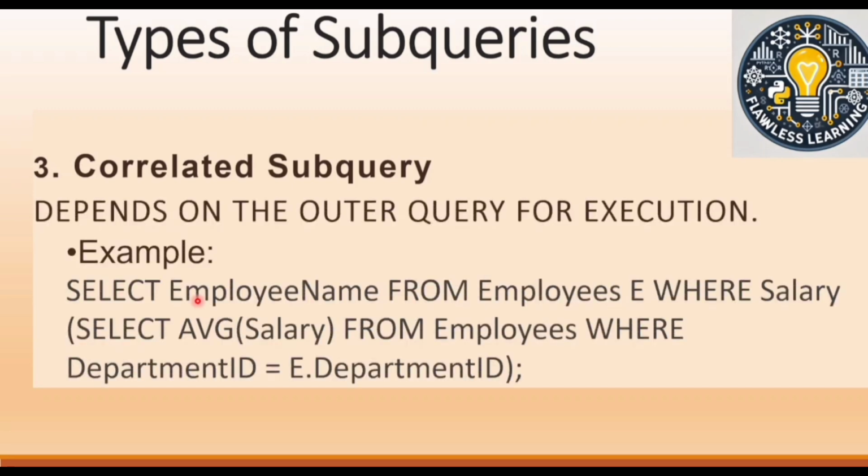Okay, now the third type of query is the correlated subquery. Correlated subqueries are unique as they depend on the outer query for execution. So it depends on the outer query for execution.